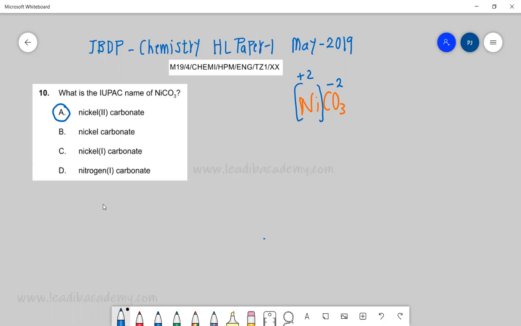Nickel(II) carbonate. Why? Because the carbonate radical has an overall -2 charge. I have already explained in our course the typical charges on common radicals like carbonate, sulfate, nitrates, etc. You just need to memorize that. It is expected that you must memorize this. Just by knowing this, it was a cakewalk. You can easily grab this 1 mark.